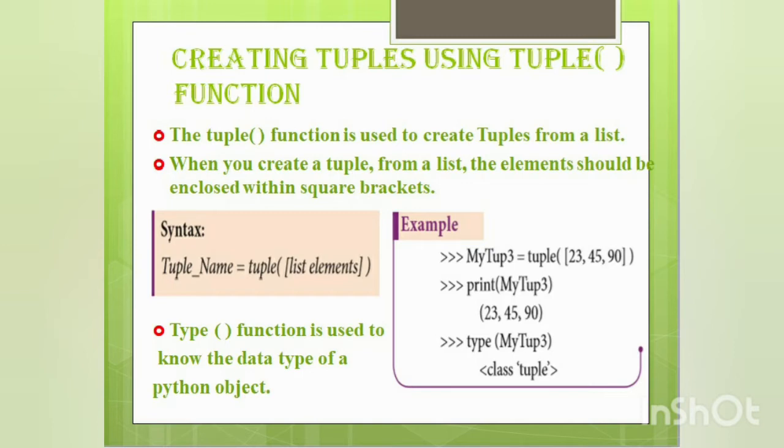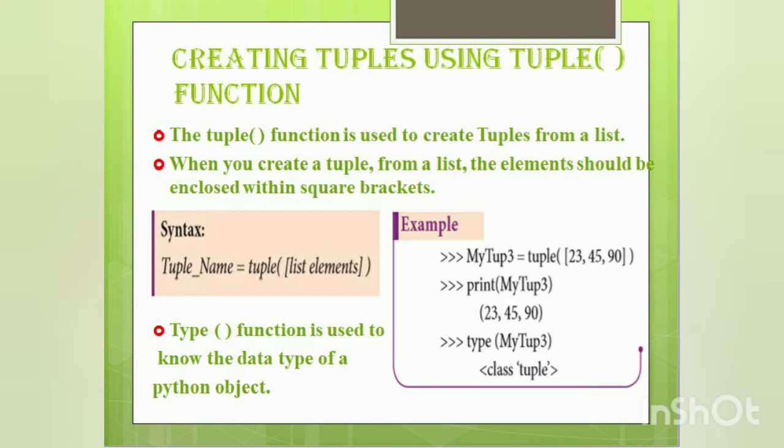is equal to tuple. This is a tuple function, which means it should be enclosed with parentheses. What is the use of this tuple function? It will create tuples from a list. So the list elements should be enclosed within the square brackets. So 23, 45, 90 is enclosed within the square brackets. So this is a list.